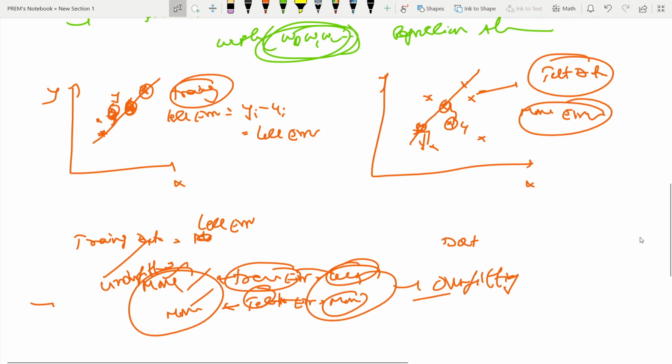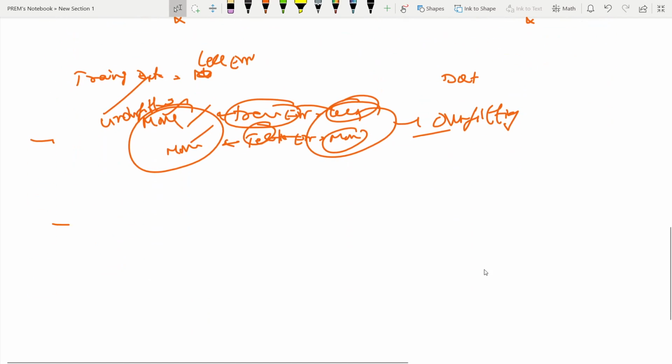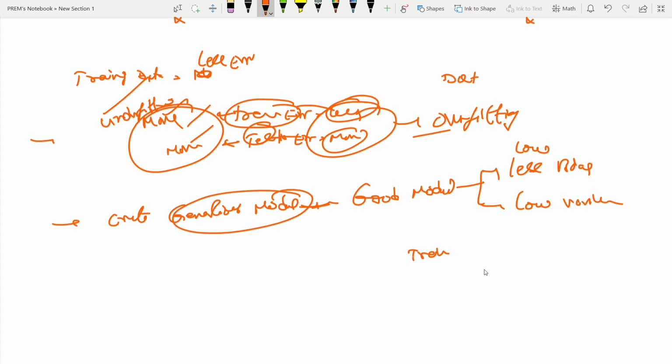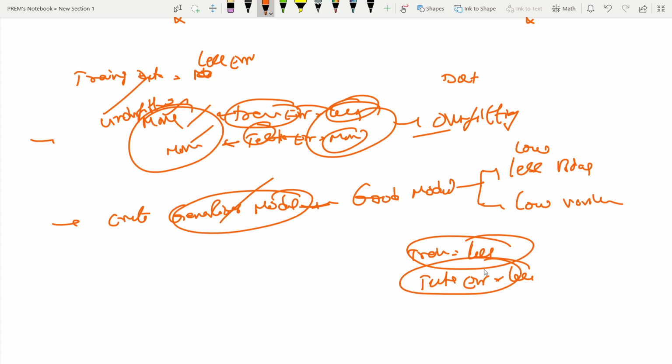So we have to create a generalized model. A generalized model means a good model. How can you say it is a good model? Low bias and low variance, which means the training error is less and the testing error is less. When both training error and testing error are less, we call it a generalized model.